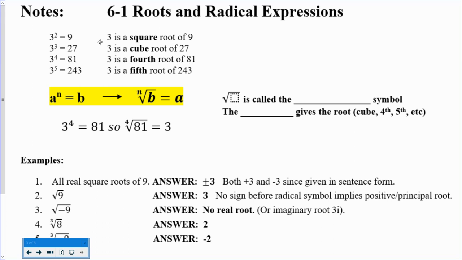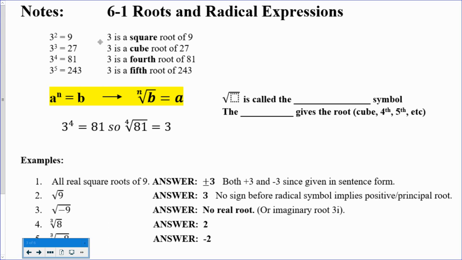Okay, so when I say 3 to the second power equals 9, that means 3 is a square root of 9 because 3 times itself gives you 9, or better, 3 to the second power gives you 9. 3 to the third power is 27. That means 3 is a cube root of 27 because 3 to the third power is 27. 3 is a fourth root of 81 because 3 to the fourth power gives you 81. 3 is a fifth root of 243 because 3 to the fifth power gives you 243.